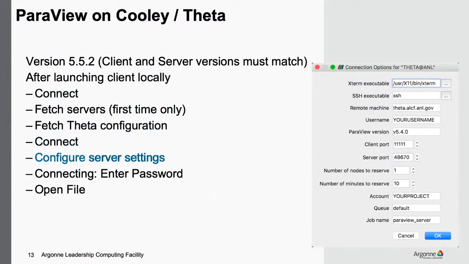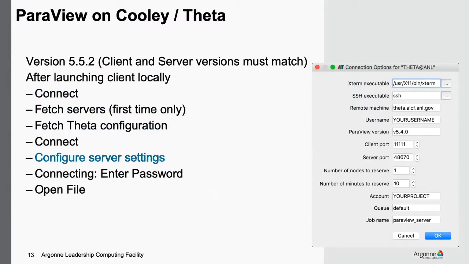Then when you're ready to connect, you say that you want to connect, and it'll pop up this little GUI that you fill out a couple of things in. For example, the project that you're going to charge, how many nodes you want, how long, and the version of ParaView that you're going to use. Your client version and your server version should match, right? So that should probably say 5.5.2.